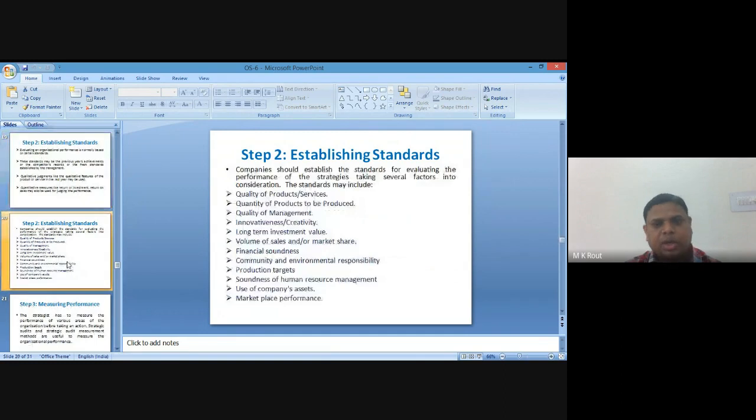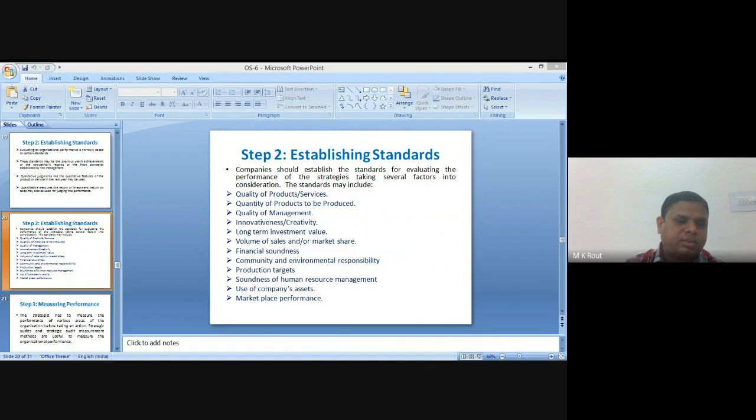So how do we judge these particular organizations? Basically, this standard may include quality of product or services. The next is quantity of product to be produced. The next is quality of management. Then innovativeness or creativity, the long-term investment values, volume of sales or market share. The next is financial soundness, community and environment responsibilities, production target, soundness of human resource management. The next one is use of company assets, and the last one is marketplace performance. So these are the basic parameters which are included whenever you go for implementing ISO standards as well as quality standards, especially with reference to evaluation of your organization performance. Then moving to the next part, just a minute.